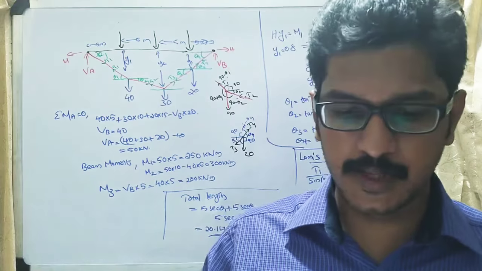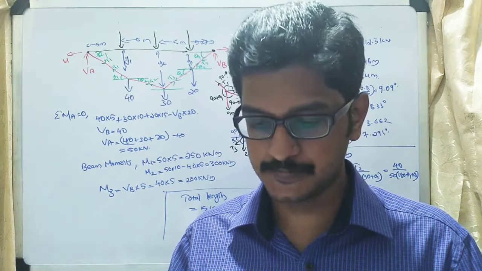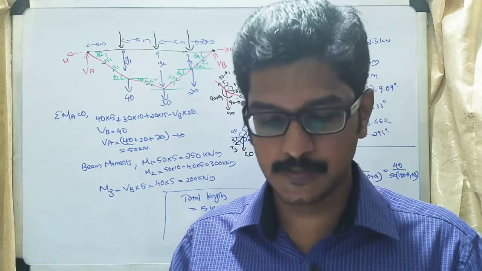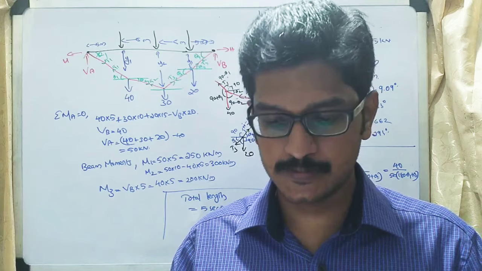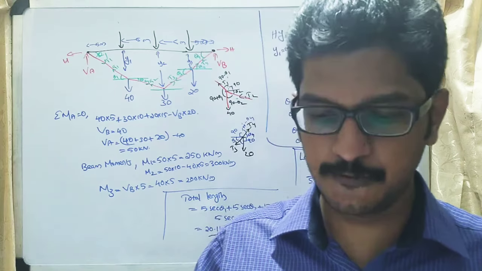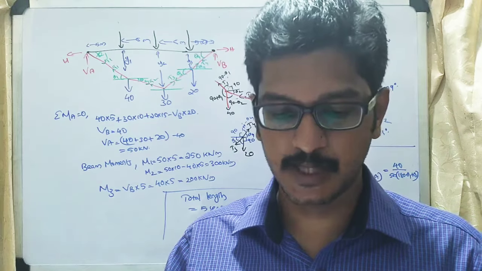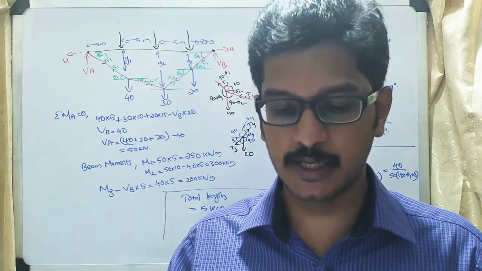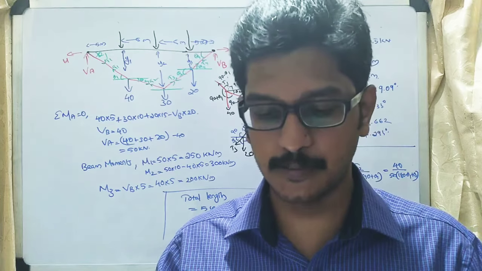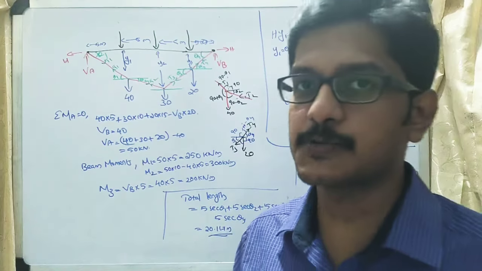A light cable is supported at 2 points 20 meter apart, which are at the same level. The cable supports 3 concentrated loads as shown in the figure. The deflection at first point is found to be 0.8 meter. Determine the tension in the different segments and total length of the cable. Okay. So this is the question.